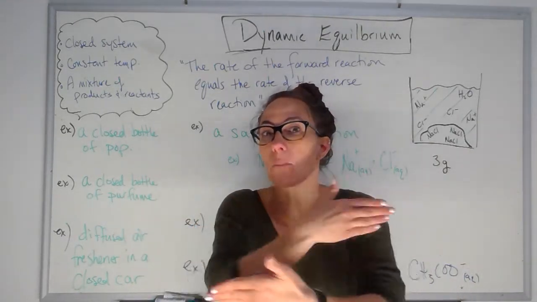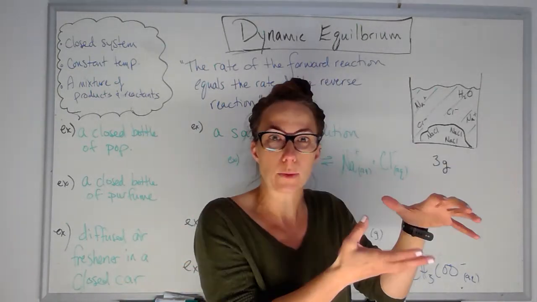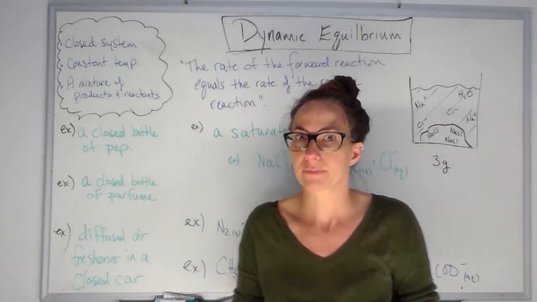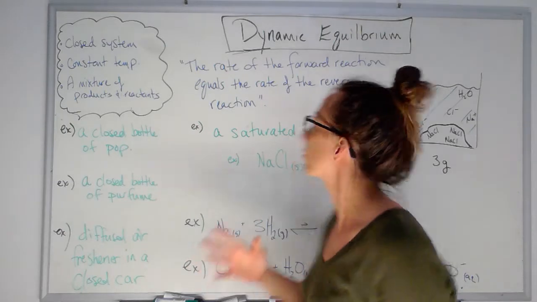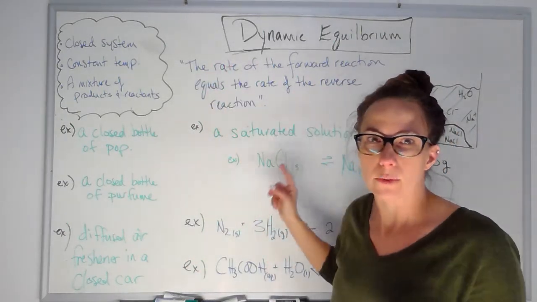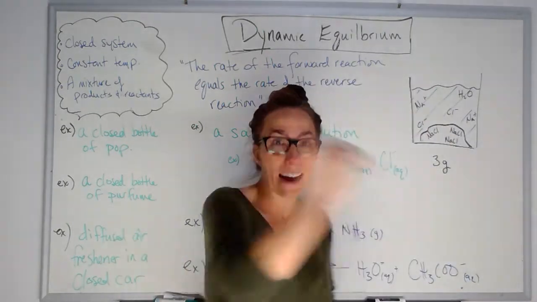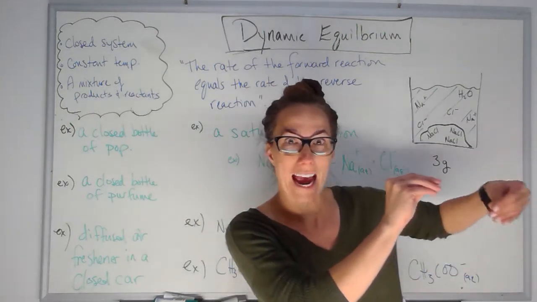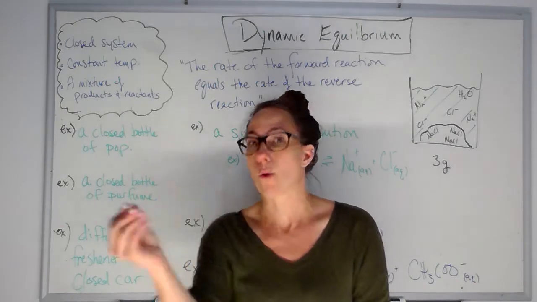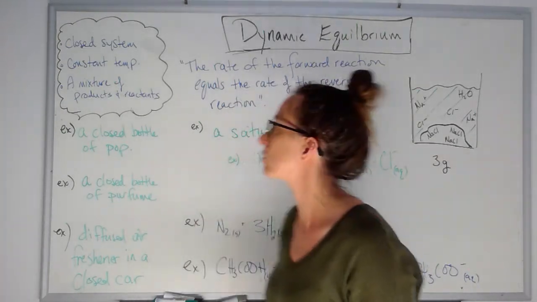And the reaction's going both ways. So that's what equilibrium means. It means that I don't get 100% completion, but rather I get both kinds of reactions happening. So this is the definition: the rate of the forward reaction equals the rate of the reverse reaction. That means how fast my formation is happening is how fast my decomposition is happening. So 1 per second, 1 per second, or 5 per second, 5 per second, right? The rate of the forward equals the rate of the reverse reaction.